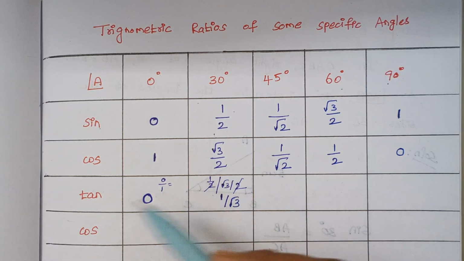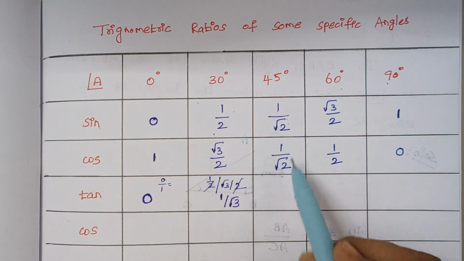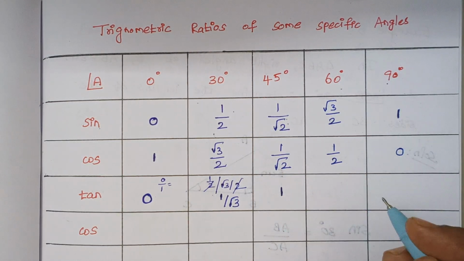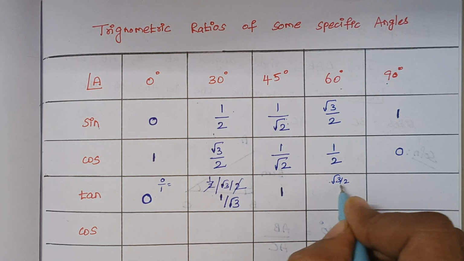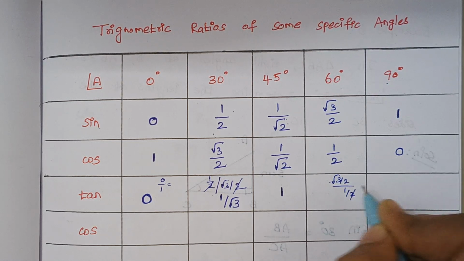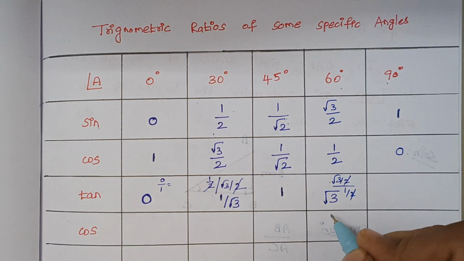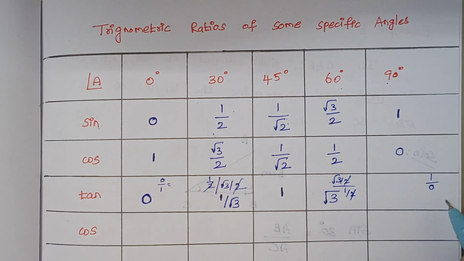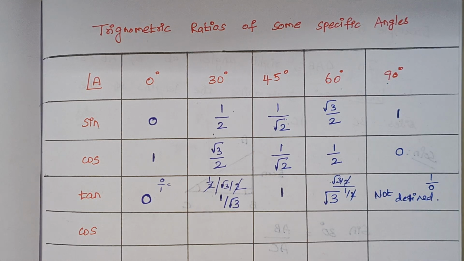Now the next thing is for tan 45 degrees, you have to divide these two. You see, both the values are the same. So when you divide, we get the answer as 1, right? And again for 60 degree, root 3 by 2, the whole thing divided by 1 by 2. So again these two cancel each other, and here it is root 3, right? And here, you see, it is 1 by 0. So anything divided by 0 is not defined. We can call it infinity, but the general term is it is not defined. Right. Now everything is clear, right?